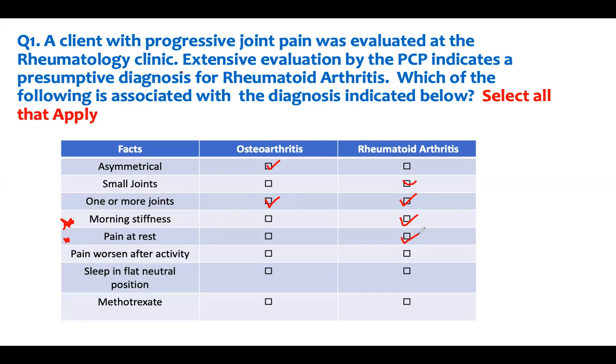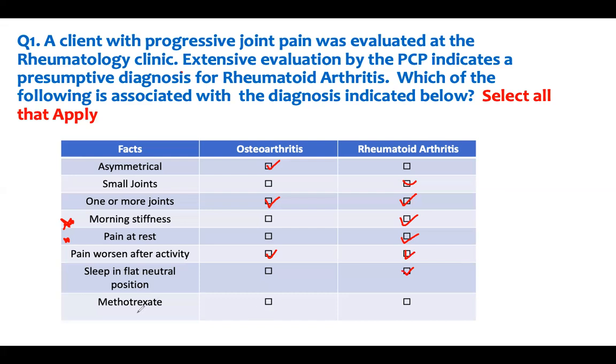So this is pain at rest. Pain worsens after activity. Yeah, both of them. Pain is going to worsen after activity because they've used it. Sleeping on a flat, neutral surface is more common with rheumatoid because of the morning stiffness. You want the joint to be in a neutral position as much as possible so that it doesn't lock, and then they have morning stiffness. Because of that, we tell them to lay on a hard surface, like a hard mattress, not a soft one. That will keep the lower extremities on a flat surface.